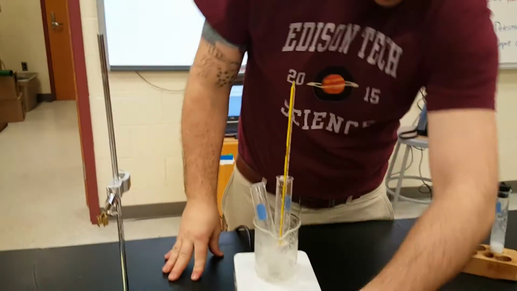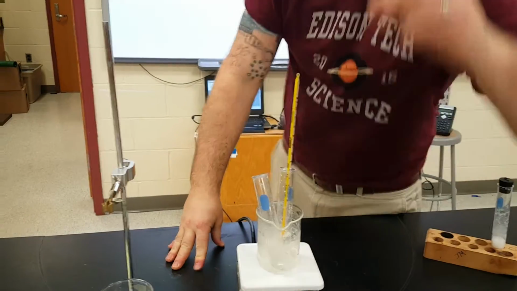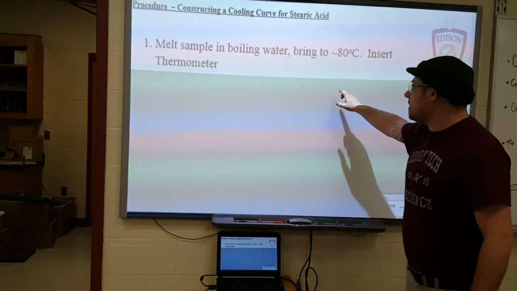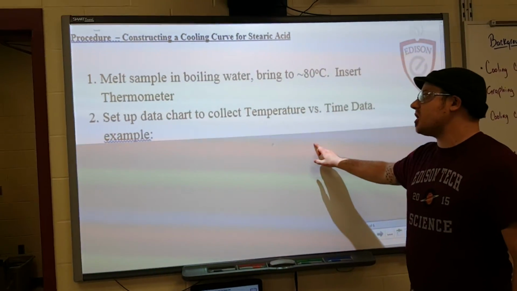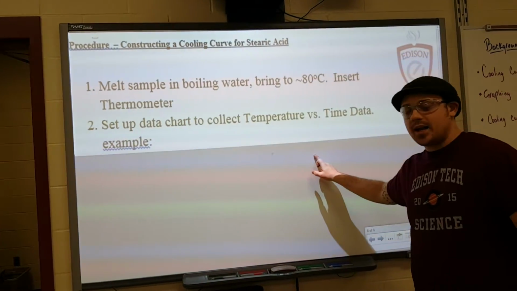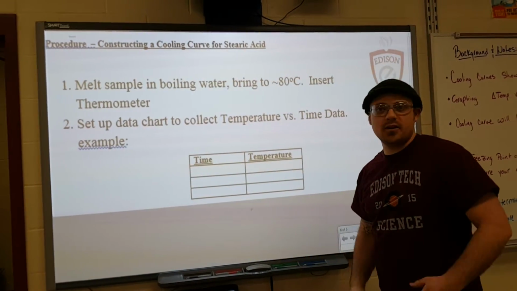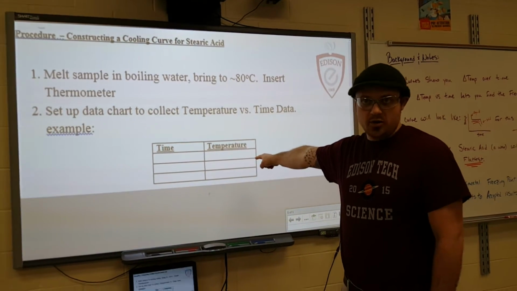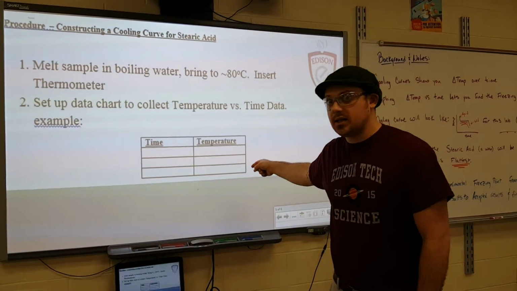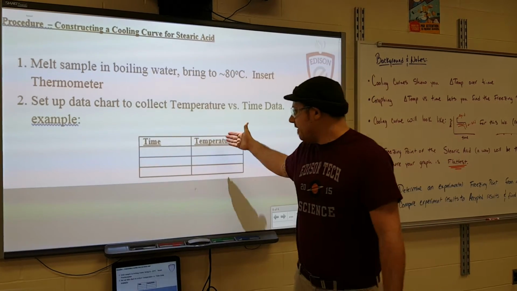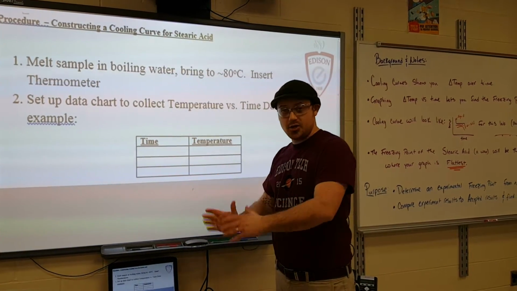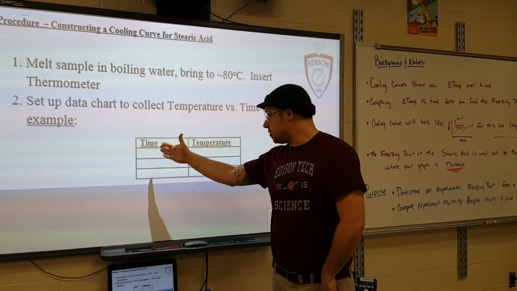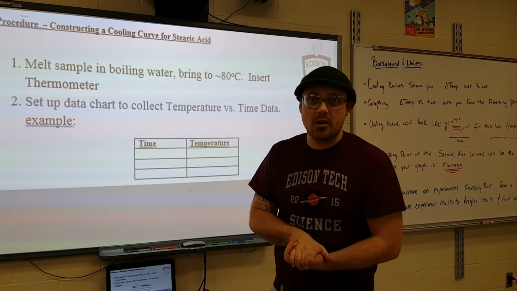Okay, I'm going to turn this one off right now because we aren't going to need it after this. Next thing you've got to do is set up a data chart to collect the temperature versus time data as your sample melts, if it isn't melted already. You're going to do a lot more than 3 data points, maybe up to 60 data points. So if you can't fit it on this page, get some lined paper, do it there, and attach it to the lab at the end.